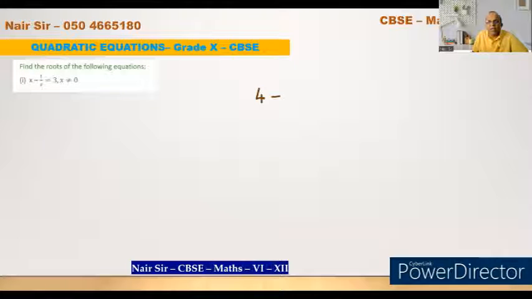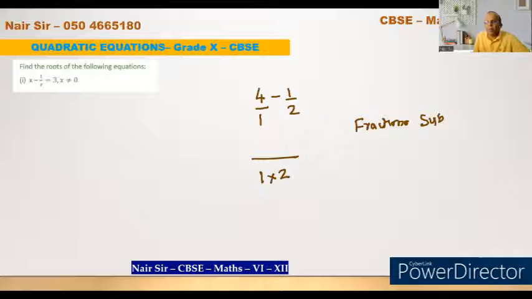4 minus 1 upon 2. How will you solve this? 4 can be written as 4 upon 1. I know I can write a whole number or a natural number in the form of p by q, where q is equal to 1. Now, if I want to do the operation, what is this? This is called fractional subtraction. Am I right? What do you do? You multiply 1 by 2.